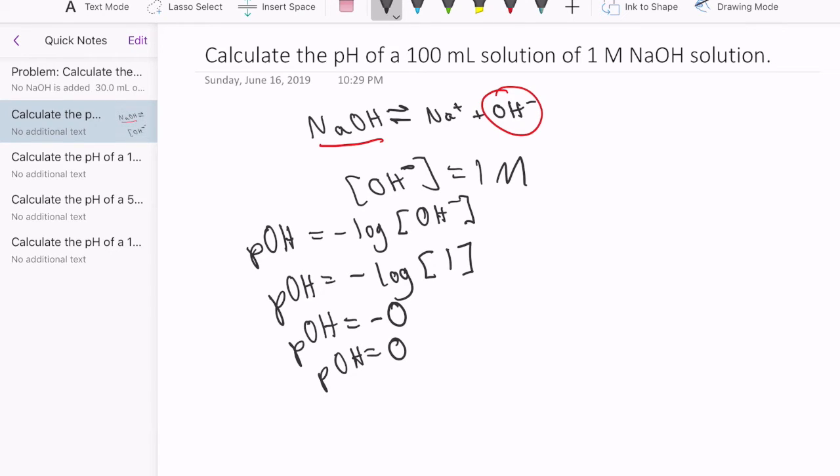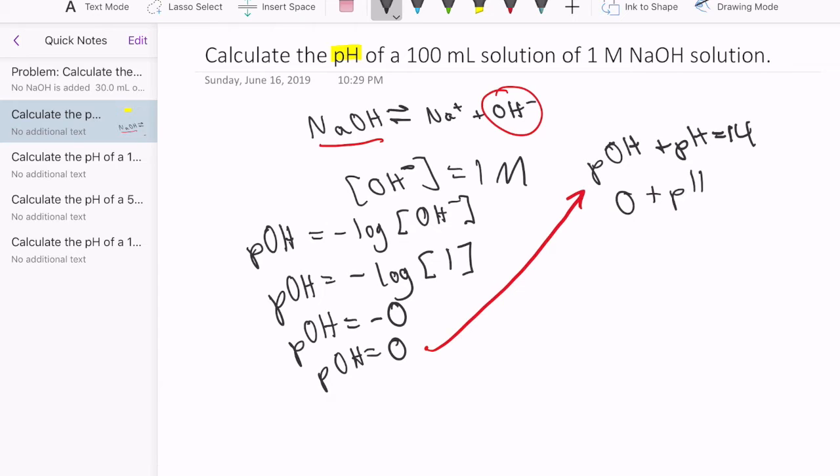Now we have the pOH, but we're not quite done with the question because we were asked, if you recall, what is the pH of the solution? For this, we need to realize that the pOH plus the pH will always be equal to 14. If we substitute the value of the pOH into this equation, we get 0 plus the pH equals 14, and thus the pH is 14. To summarize, the pH of the solution is 14, which is very basic, as one would expect from a strong base solution.